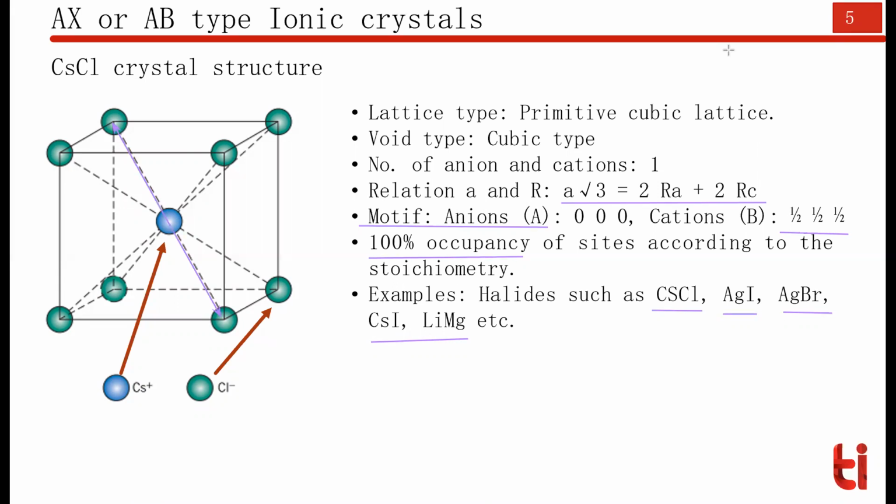Okay. So the length of the body diagonal is root 3 a. Now look along that body diagonal: how many radii of anion are there and how many radii of cation are there. You can see you have RC in the middle, and RA at the edge, half from the two edges and one full in the middle. So your RA is 2 and RC is also 2. Is it clear?